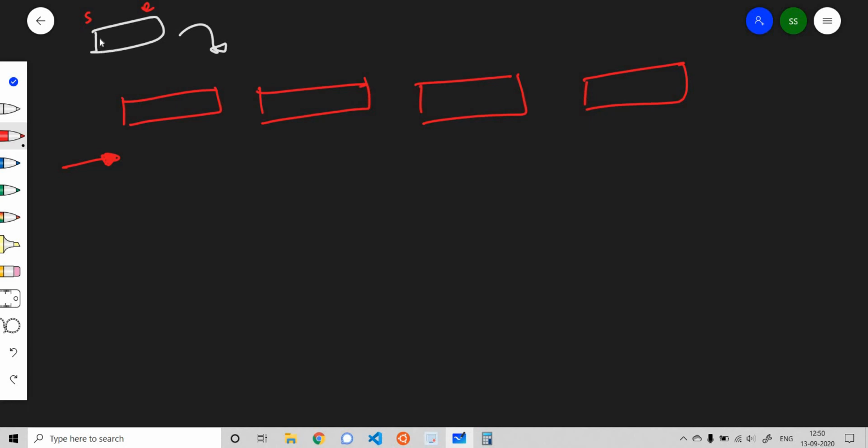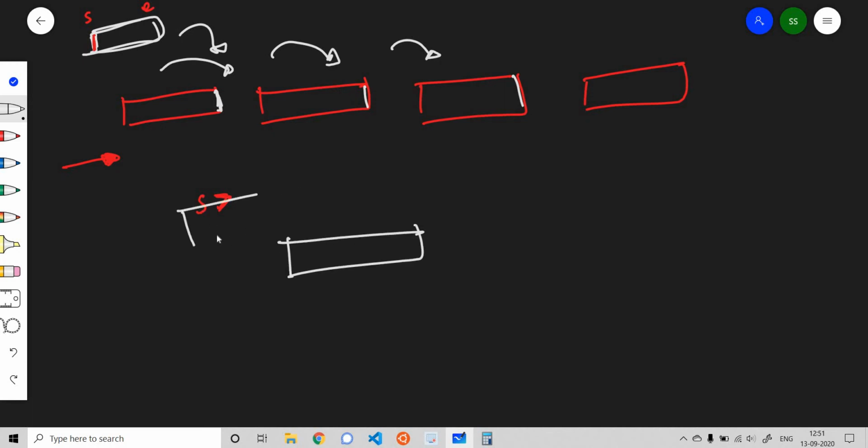First, I'll reach to the point where this S, the starting point of my new interval, is greater than the ending point of the intervals. I'll keep on traversing ahead till this S is greater than the ending point of all these intervals, because if the starting point is greater than the ending point of some interval, I'm sure that my new interval will be placed after this one. So I'll keep going ahead till I find an interval where its ending point is greater than the starting point of my interval.